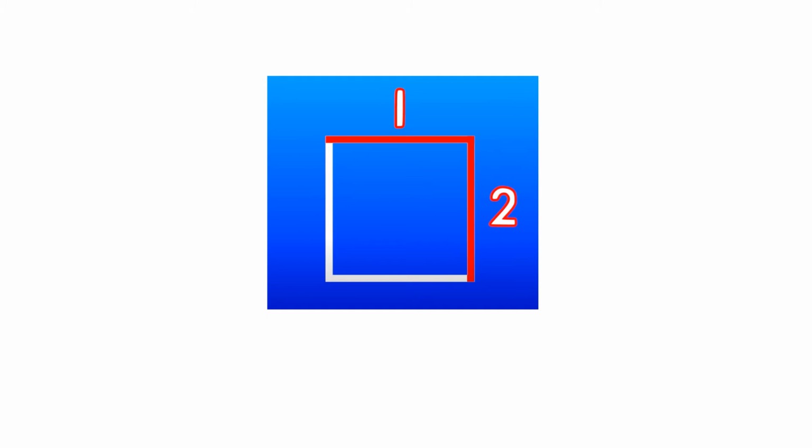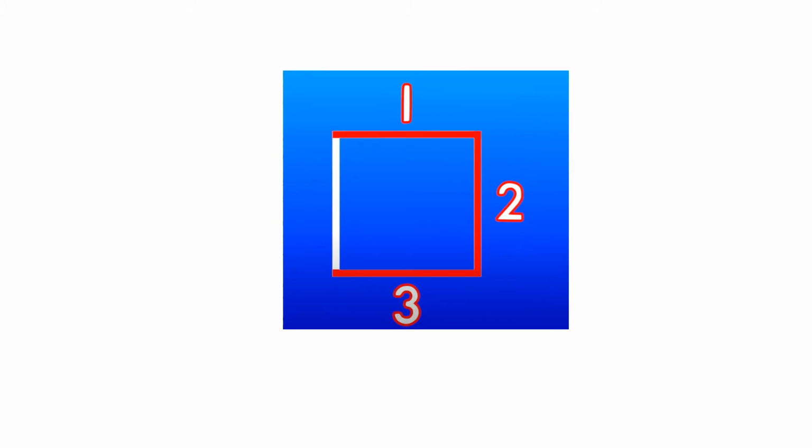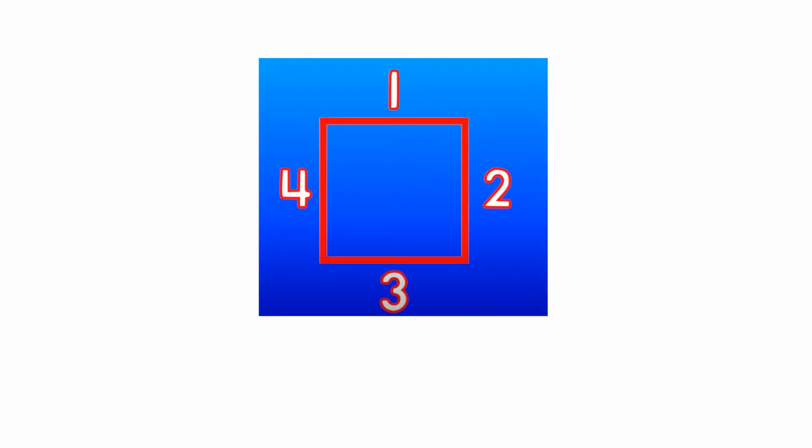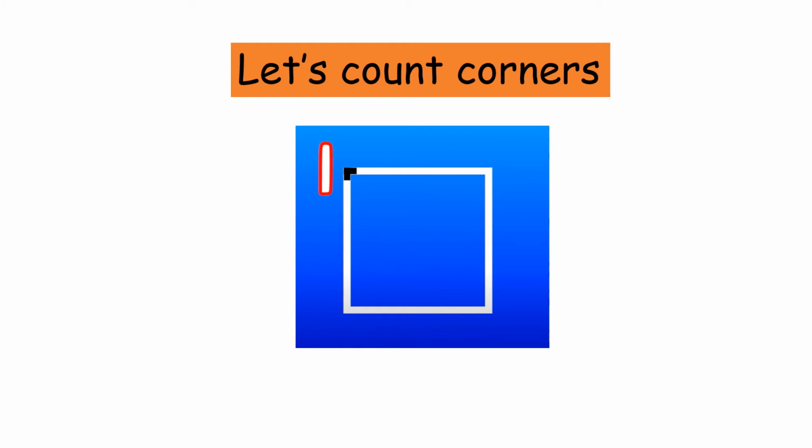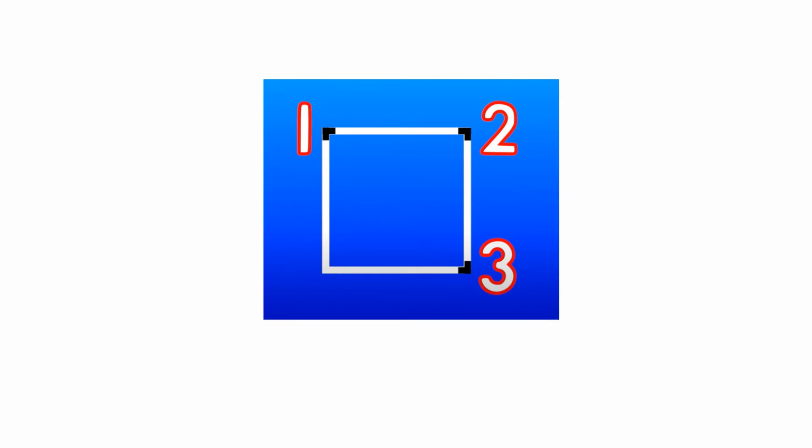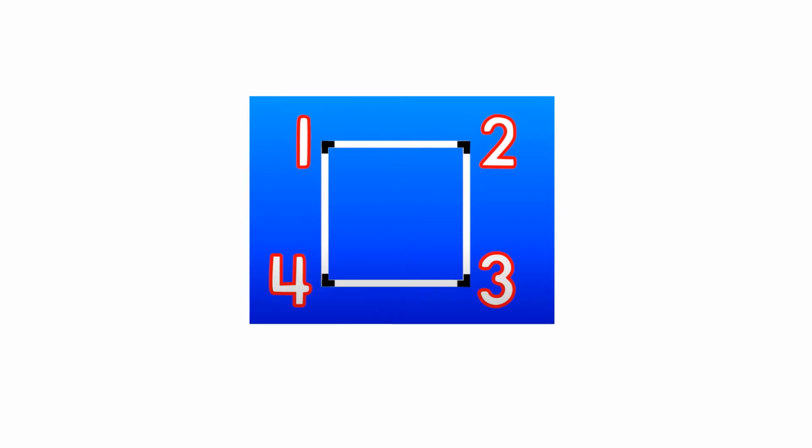1. Count the red line. 1, 2, 3, 4. It has 4 equal sides. Now, let's count the corners. 1, 2, 3, 4. Well done, kids.